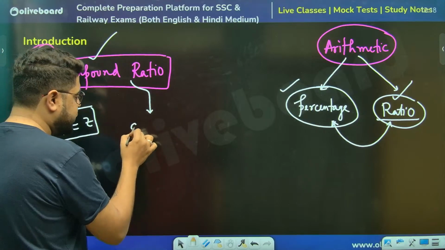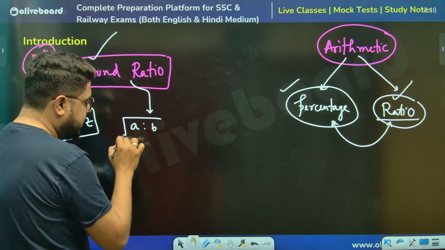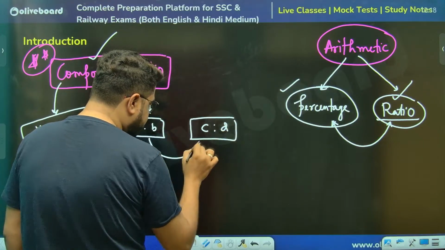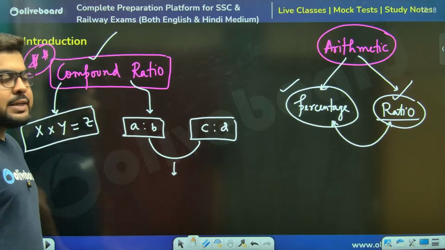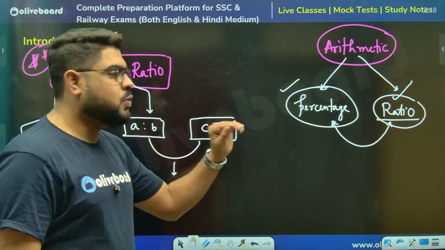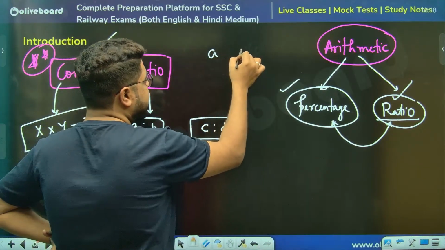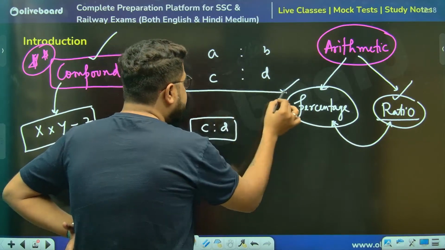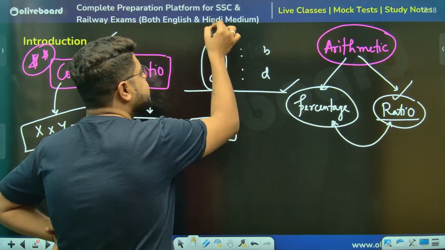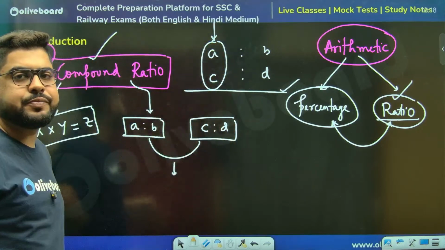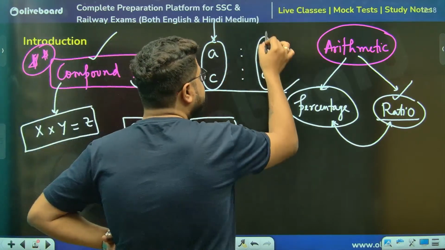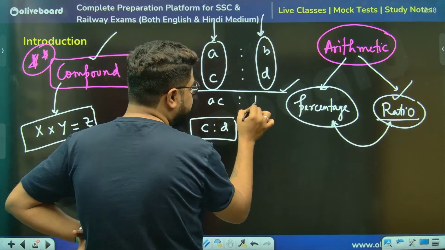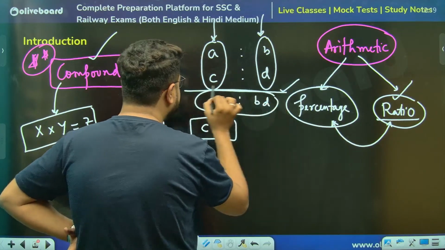So if I say there is a ratio A:B, and a ratio C:D, what will be the compound ratio between these two? Sir, it is always multiplication. You write it like this, or think like this: multiplication of the antecedents. These are called antecedents, the first terms, and these are called consequents, the second terms. So again, it will be A into C ratio B into D.